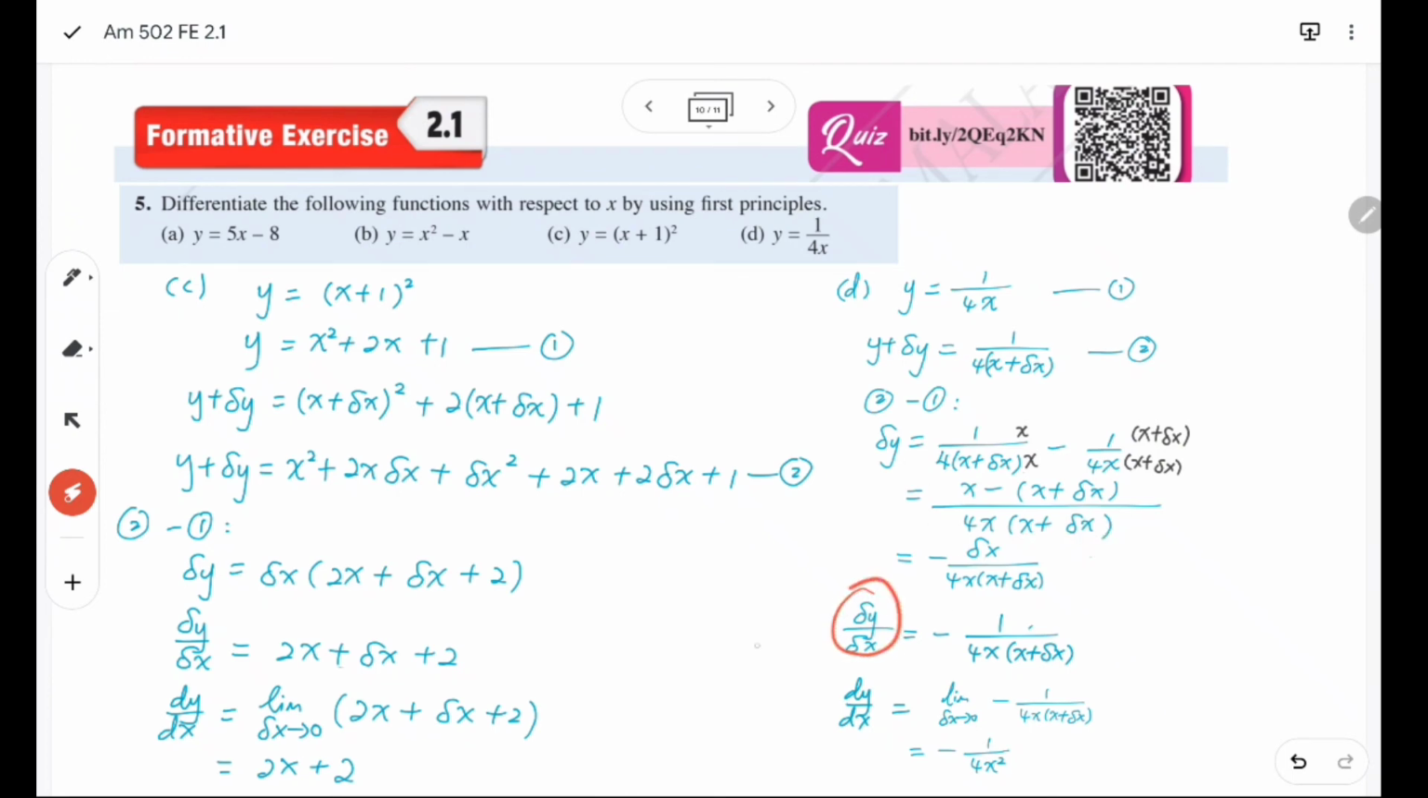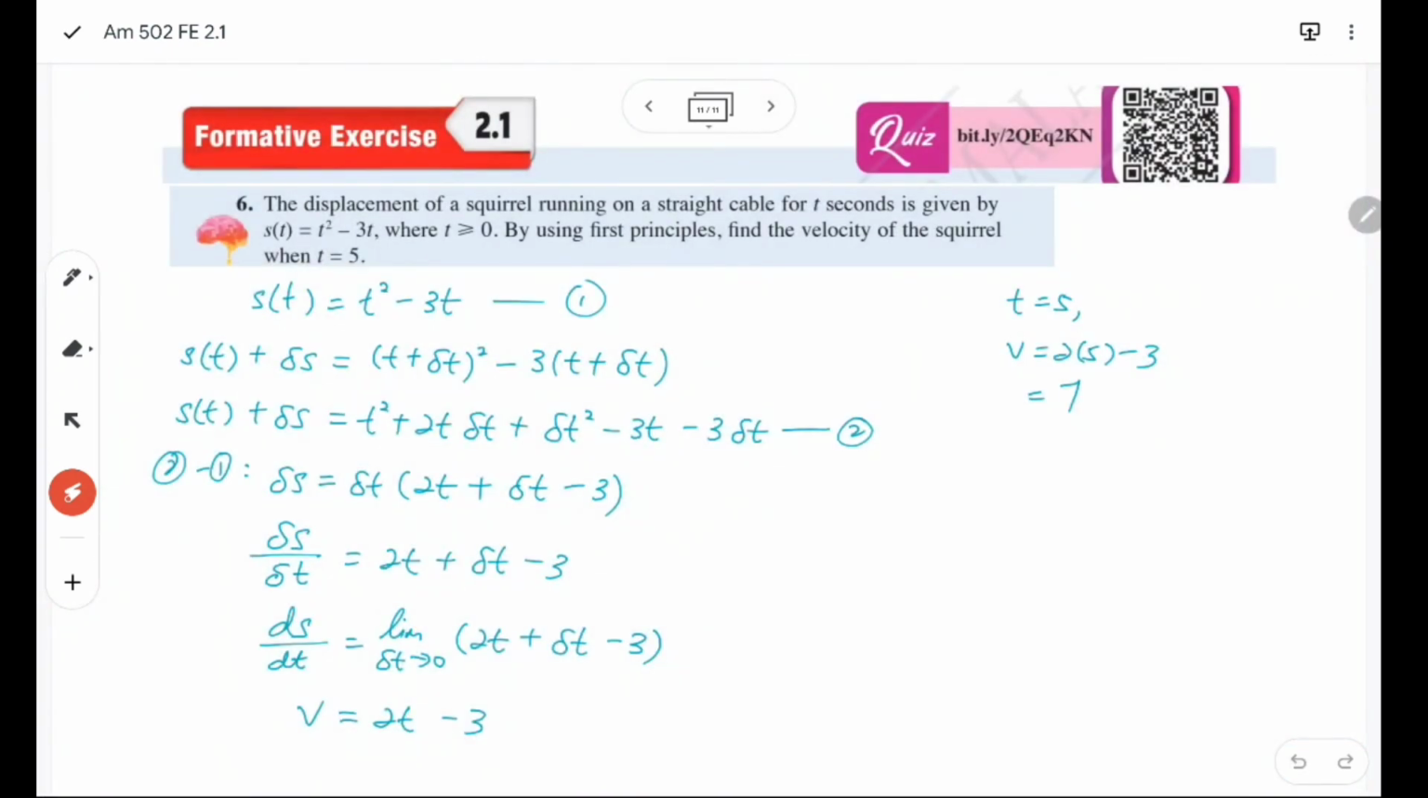So if we want del y over del x, we move the del x over. We are left with only negative 1 over 4x times x plus del x. The dy dx is the limit when this del x tends to 0. So when del x tends to 0, we get negative 1 over 4x squared. So this is the dy dx.